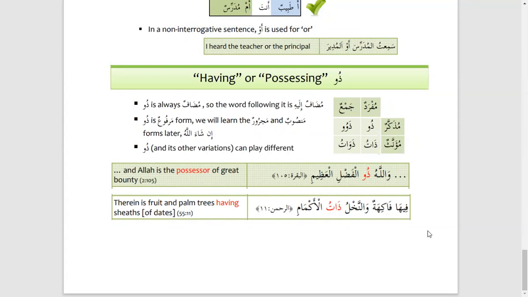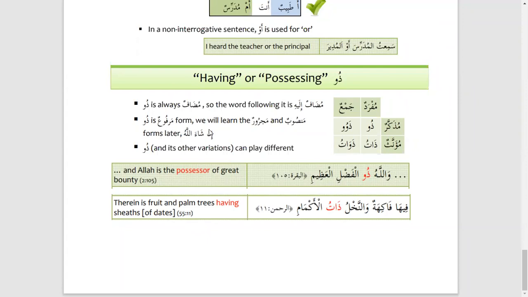So inshallah we continue our exercises for lesson number 1. The next part of the exercise, as we can see here, is about the use of dhu. We have learned it before: dhu means having or possessing. And we also know how it is used. Dhu is always mudaf, so the word following it is mudaf ilayhi. And we know that the word that is mudaf ilayhi will be majroor, it has kasra or kasratain.